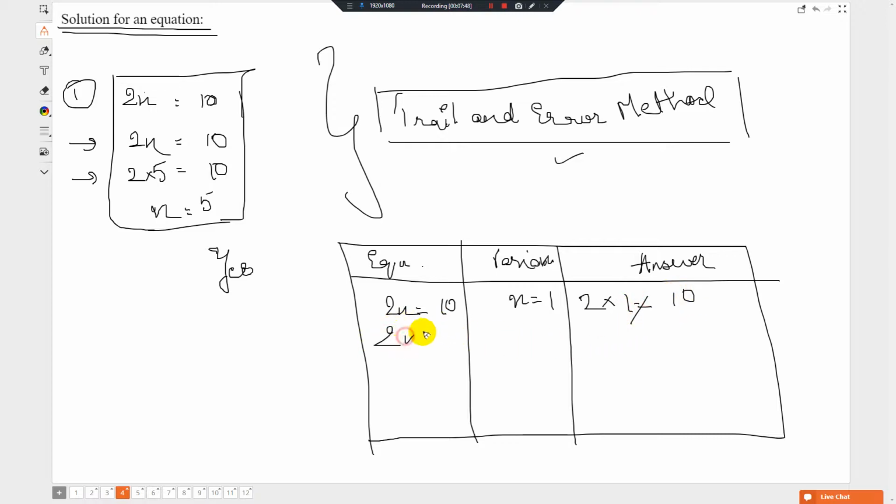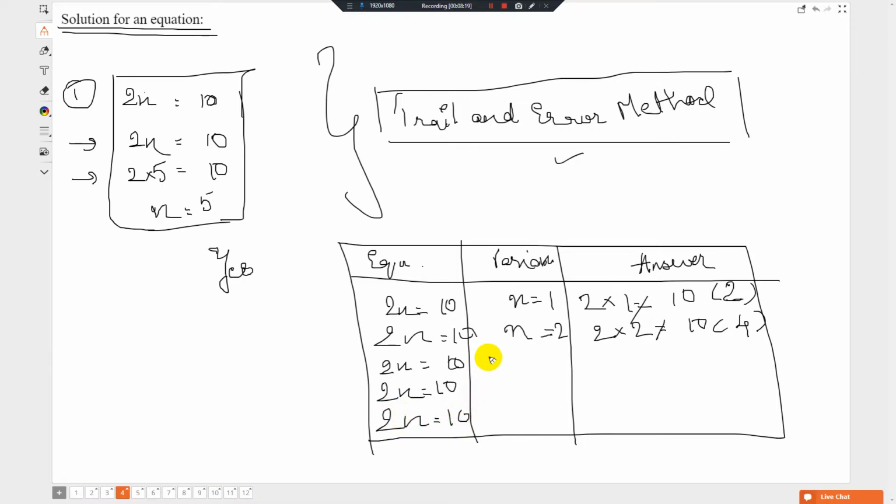Now here 2n is equal to 10. Now n is 2, 2 into 2 does not give 10, which is 4. In brackets you write the answer also. 2n is equal to 10, and n is equal to 3, 4, 5.